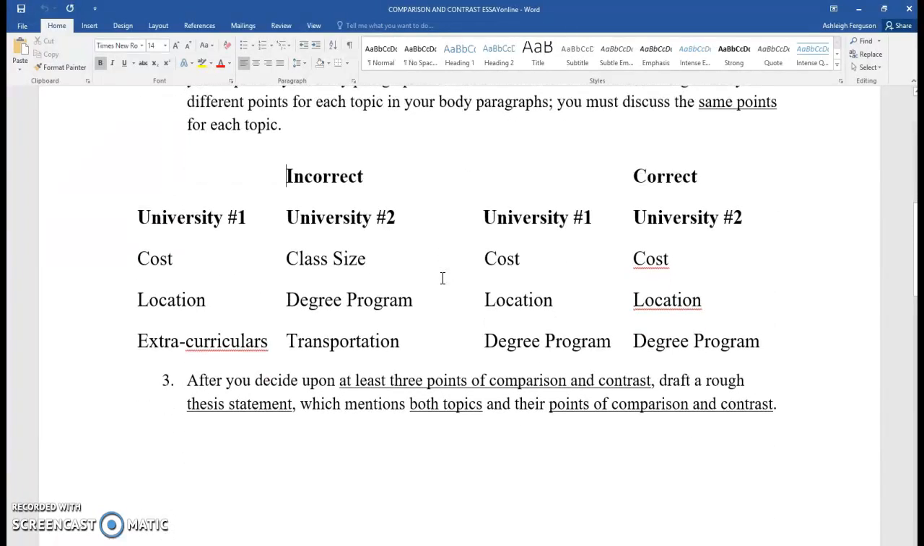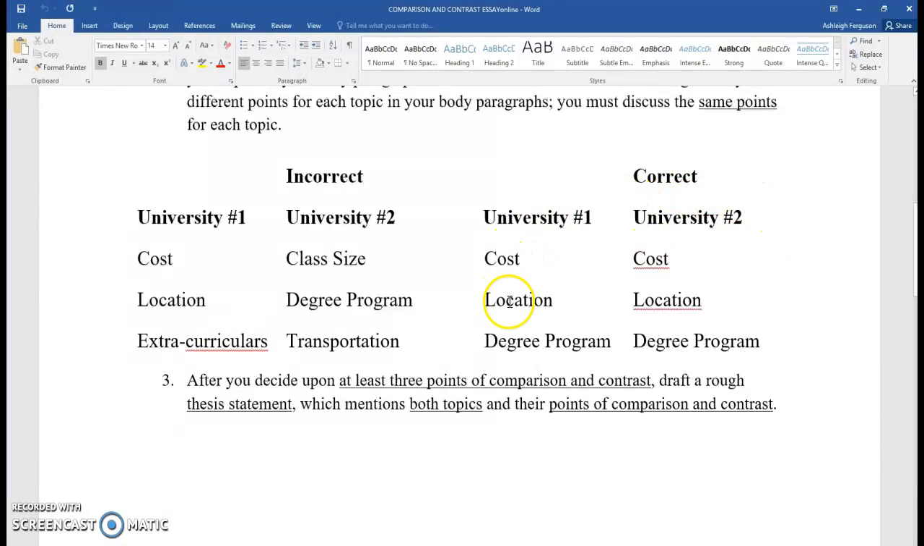I want you to just be very careful. Notice I say incorrect here. If you choose to compare and contrast 2 universities, you only are going to be discussing up to 3 to 4 points, but you need to ensure that you are consistent. Like if you discuss cost with your first choice of university, you've got to discuss cost with the second university, just like we have over here. You want to be consistent. The points you discuss about the first topic, University 1, you have to discuss the same point with your second topic, which would be University 2.